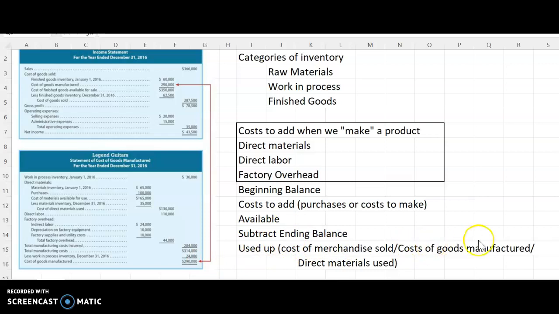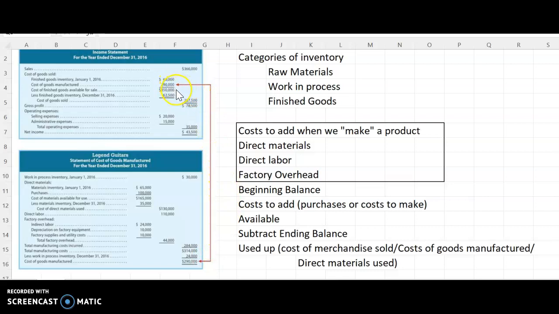Cost of merchandise sold, cost of goods manufactured, or direct materials used, that would be those calculations. So it's the amount used up. In this situation, when you do beginning WIP plus your manufacturing costs incurred minus ending WIP, that will give you the cost of goods manufactured. So I sort of have one of these calculations inside another calculation. Now we're going to place that where it belongs on the income statement. That bottom line right there goes on the income statement.